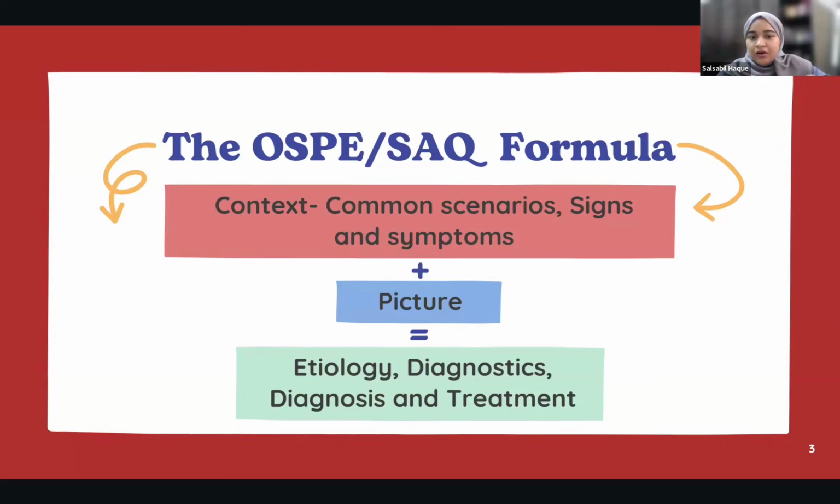So it seems very obvious, but the catch, or how to use this information, is that whenever you see any picture or anything that's OSPE worthy or SAQ worthy, you need to have a mental checklist in your mind. Do I know what common scenarios they can ask me this in? What are the common signs and symptoms? What is this picture? Can I interpret this picture? What are the common causes? How can I diagnose? What is the diagnosis? And can I treat it? This is a universal checklist that you should have in your mind for any common disease that you're studying for the block. And this is going to help you in the MCQ, OSPE, and SAQ. Just make sure to cover all of these bases.